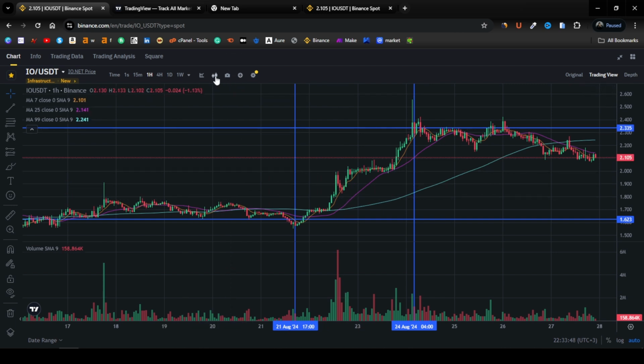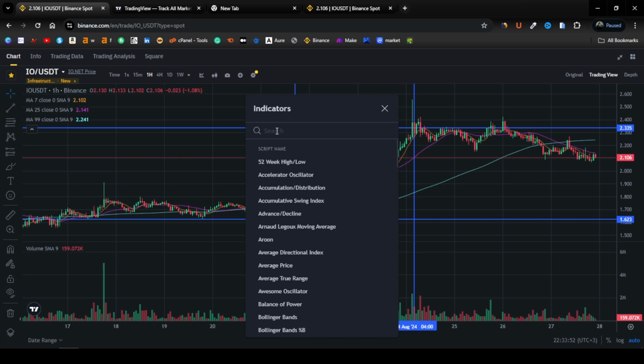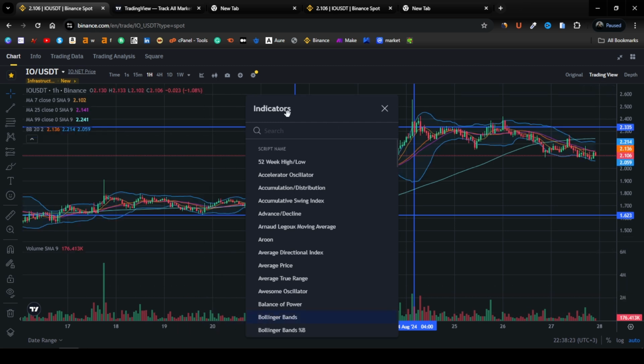And when you want to add the indicators, you just come here and then you choose indicators and then you search. So I'm going to add 2 indicators, and one of them is Bollinger Bands. The second one, I'm going to add RSI, which is here. It's called the Relative Strength Index.